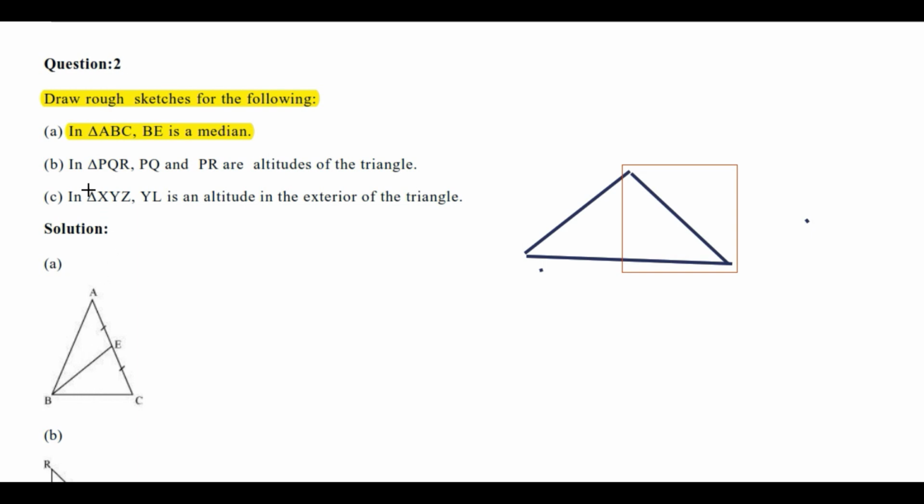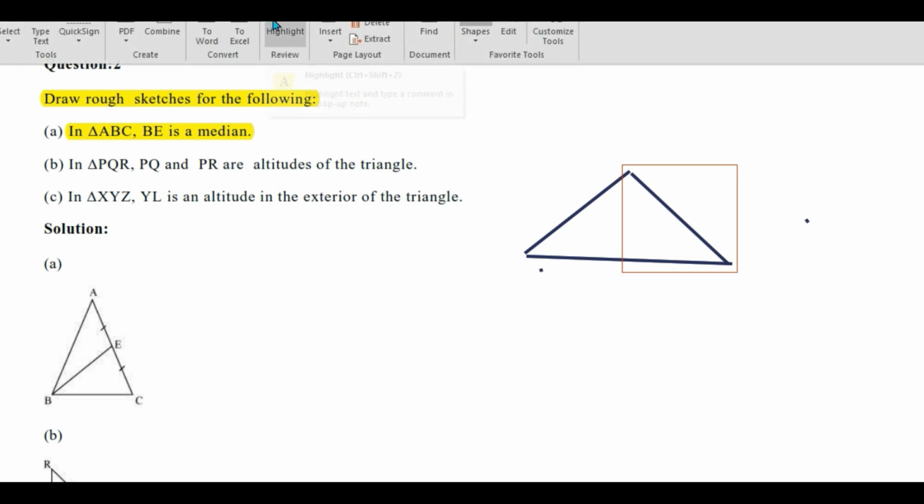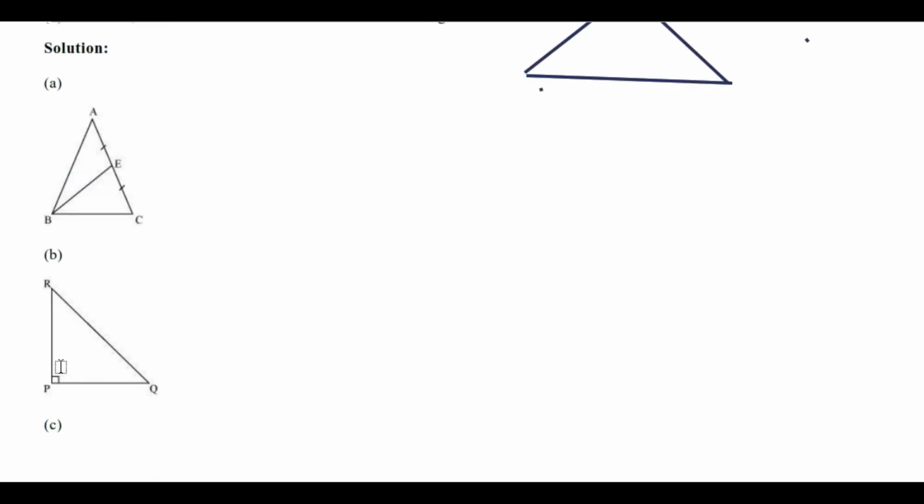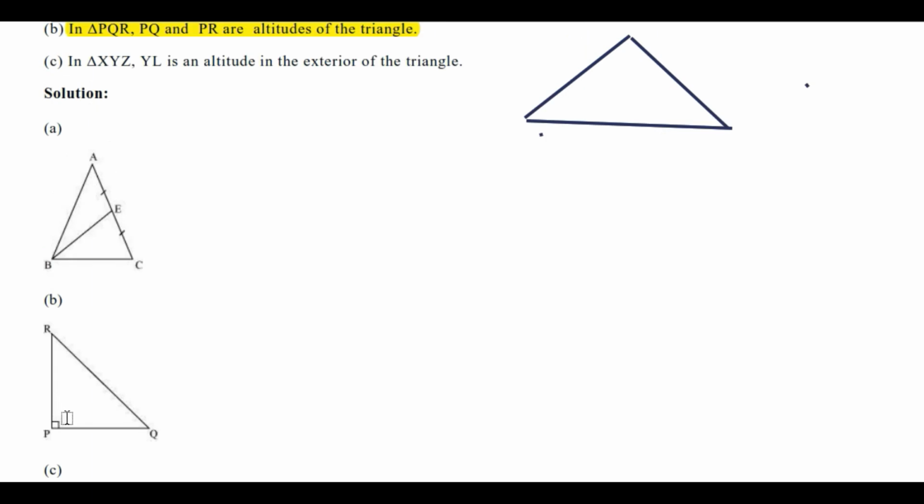Now second. In triangle PQR, PQ and PR are altitudes of the triangle. So first what we need to do? Here you can see that we have two altitudes. First you draw PQR like this. Here you will draw a 90-degree angle. Why? Because we have two altitudes. So PQ and PR both are altitudes, meaning both belong to the 90 degrees. Only a right angle triangle belongs to this kind.